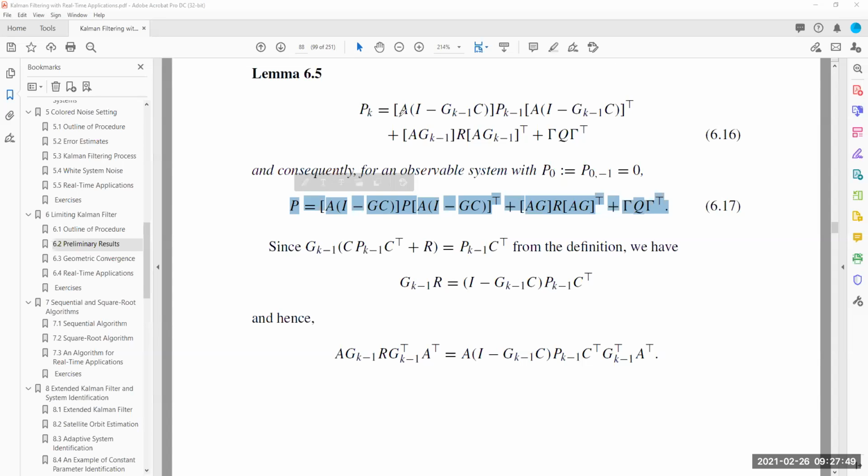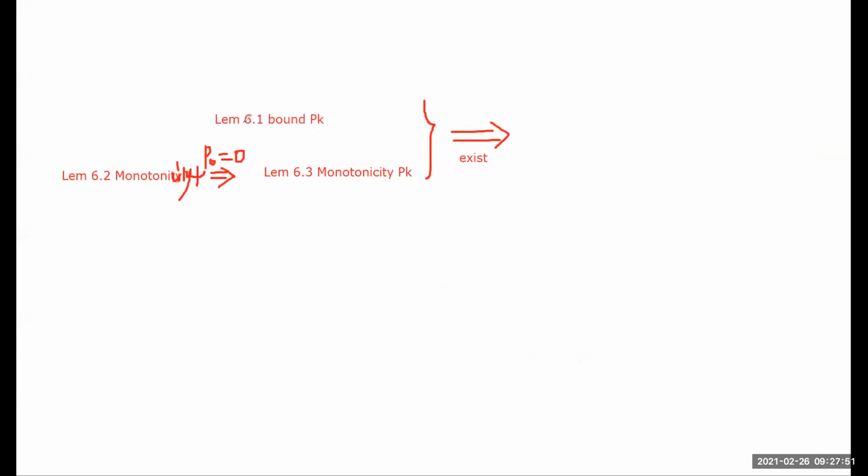Then we know lemma 6.1 and lemma 6.3 guarantee the existence of P. Now we find the P. How to find the P? We let P0 be 0. Then this is the lemma. It's lemma 6.5. Okay. Basically, you find this P.